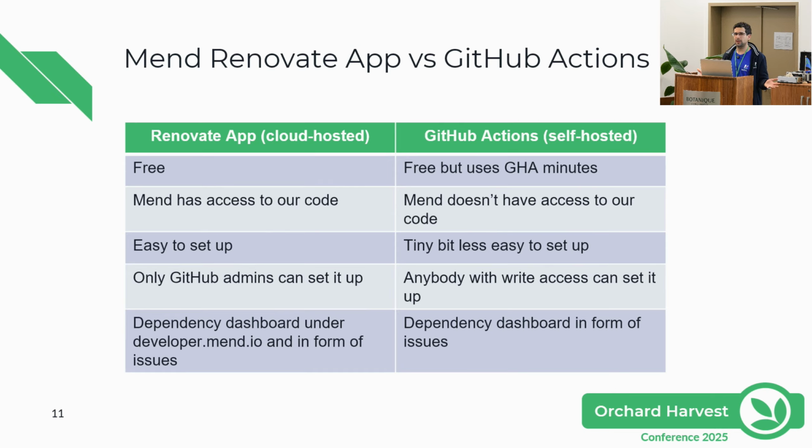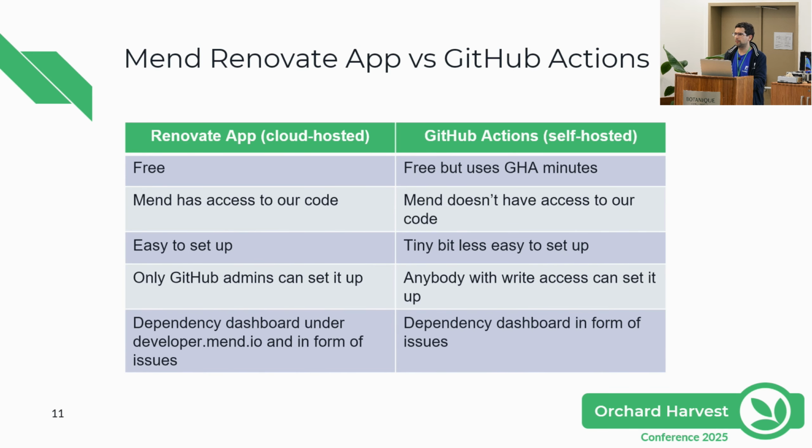Both are fairly easy to set up, as I've shown you. Perhaps the GitHub Actions one is a little bit more complicated. The difference between the two is though that the Mend app's dashboard can only be accessed by administrators, whereas if you let Renovate create an issue for the dependency dashboard, that can be accessed by anyone with read access to the repository. And finally, that was pretty much it. And also, by the way, who can set it up is also a little bit different. The Mend GitHub app can only be set up by administrators.